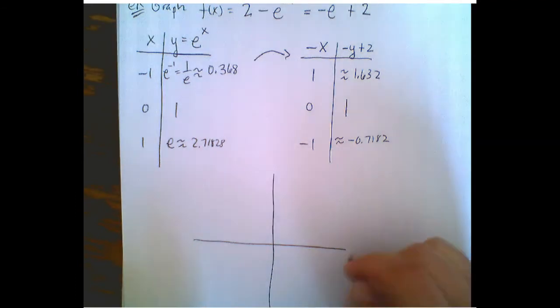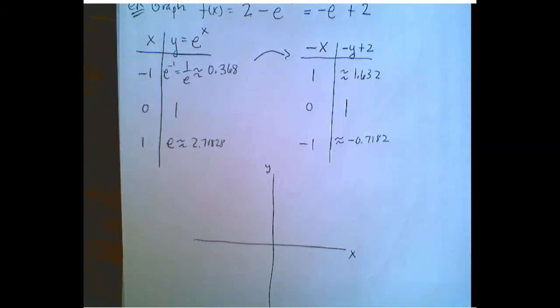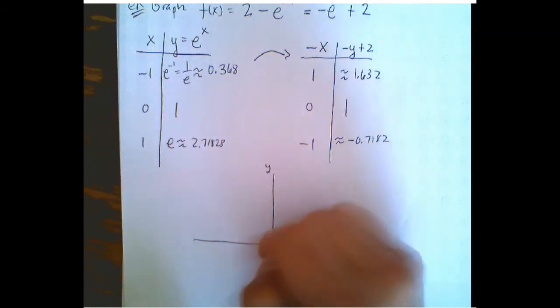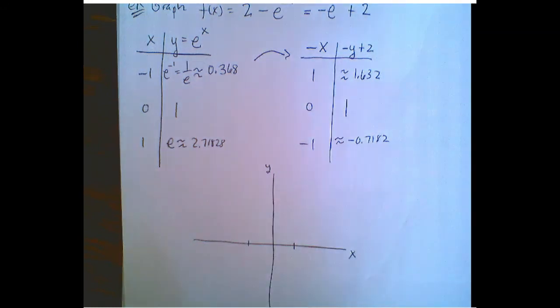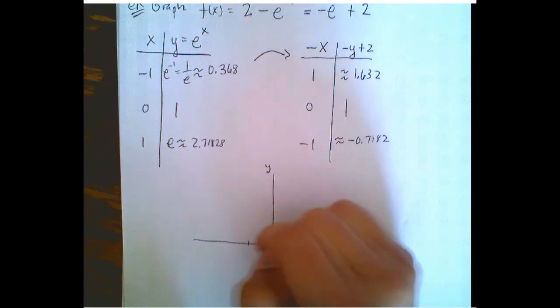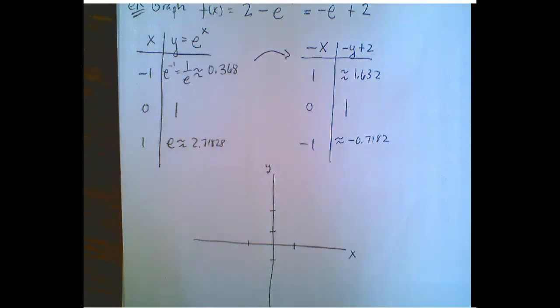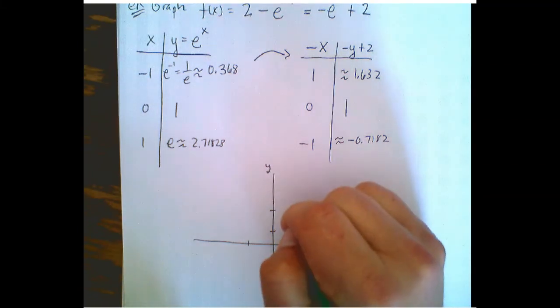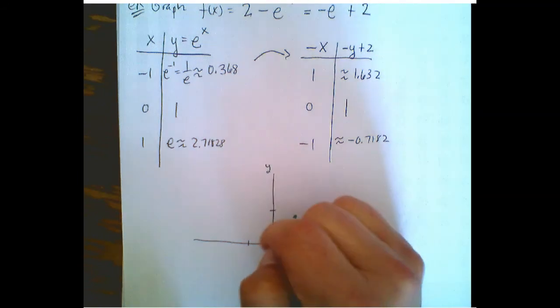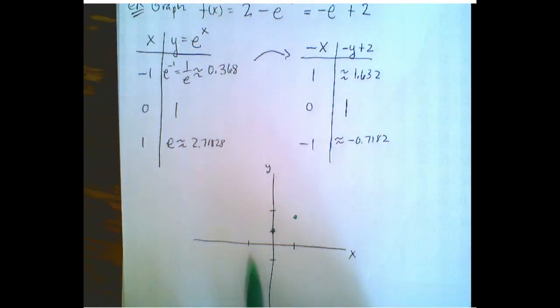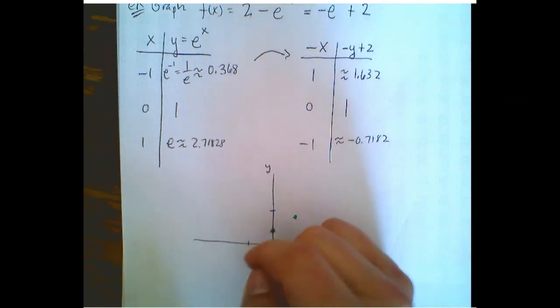So let's see what we get. X, Y. All right, so let's plot these points. So I got a 1, a 0, and a negative 1. So here's 1, 2, negative 1 there. So let's plot those points. 1, 1.6, about right there. 0, 1. And then negative 1, negative 0.7.